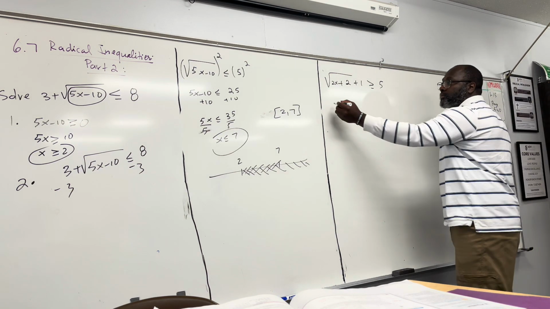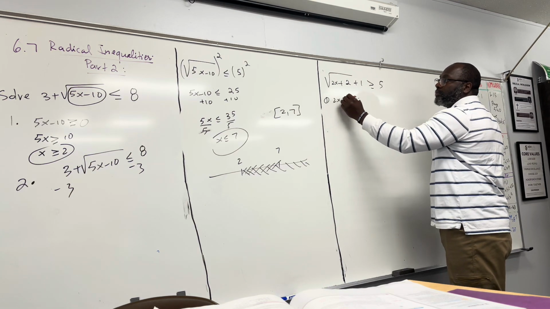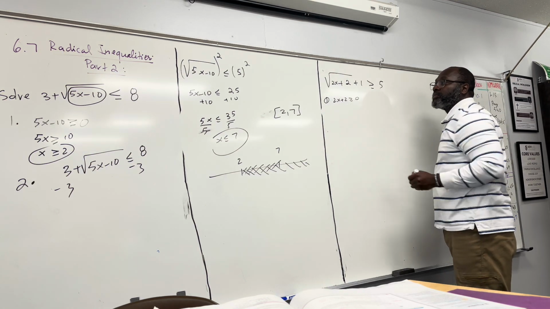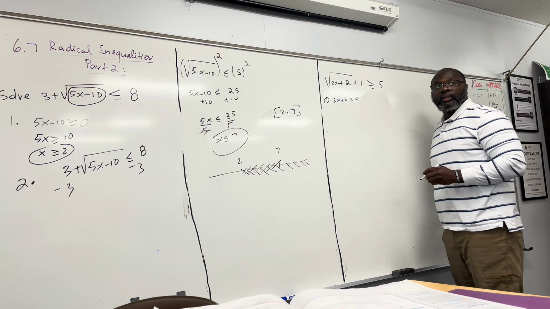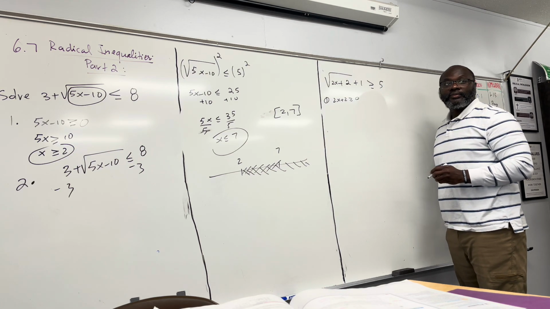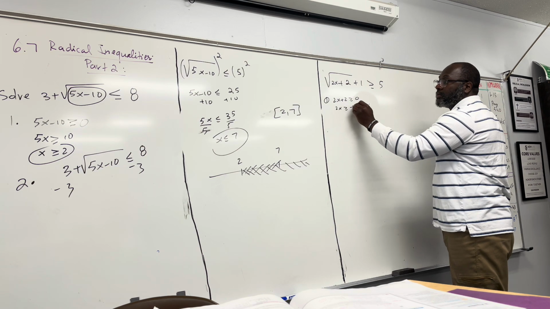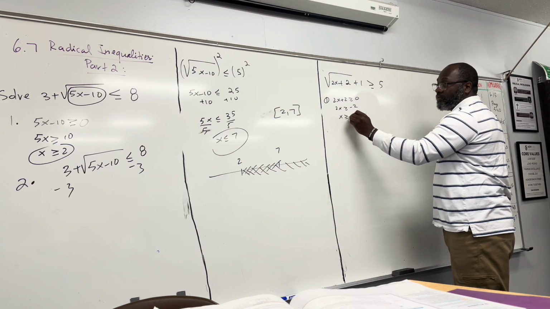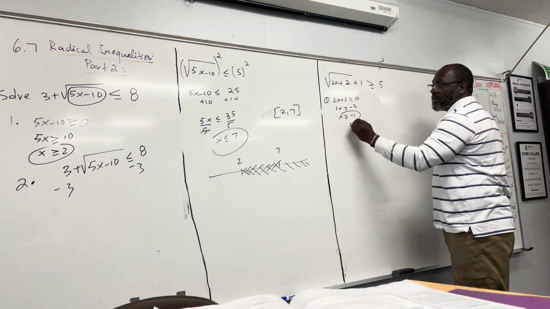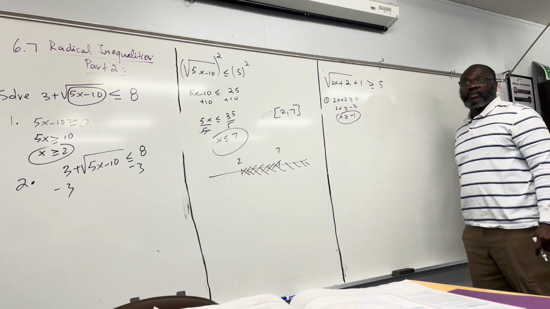2x plus 2 is greater than or equal to 0, which means x is greater than or equal to negative 1. That's condition 1. And now we have to solve this, right?